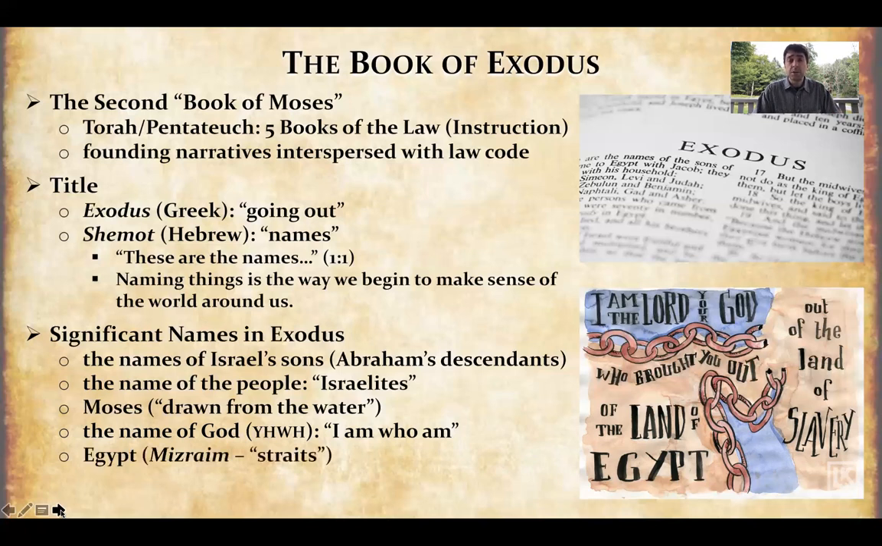The name of Egypt is also significant. The Hebrew word for Egypt is Mitzrayim, which means straits. And it, of course, gets that name because Egypt is a very narrow country. It's kind of huddled around the Nile River. That's really the only place in that part of the world where there was significant water enough to have a civilization.